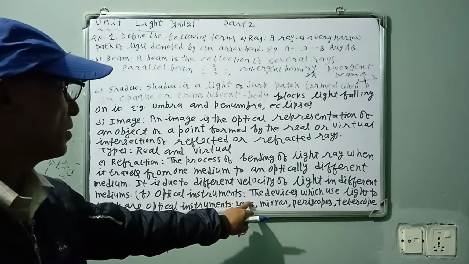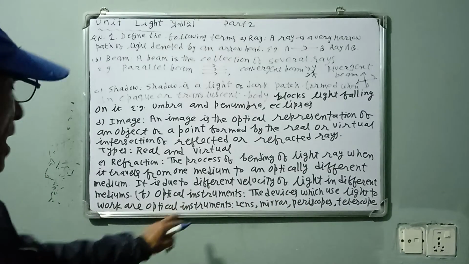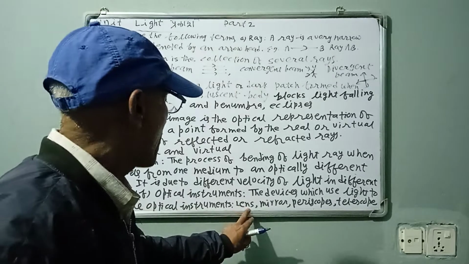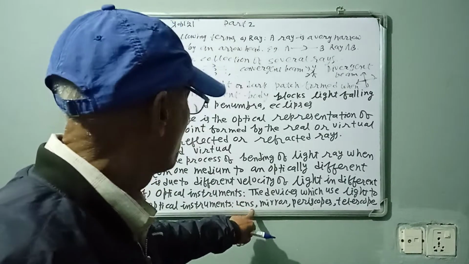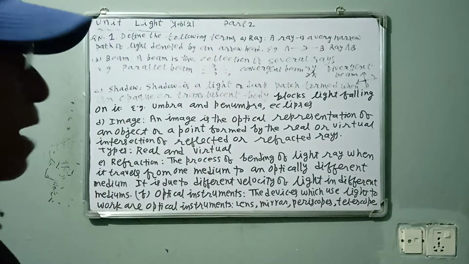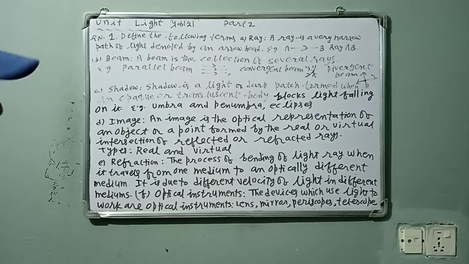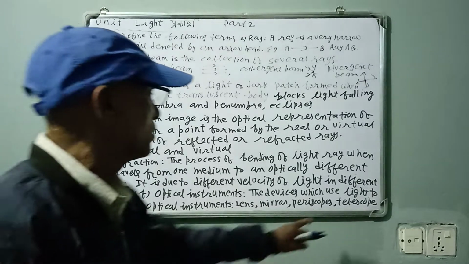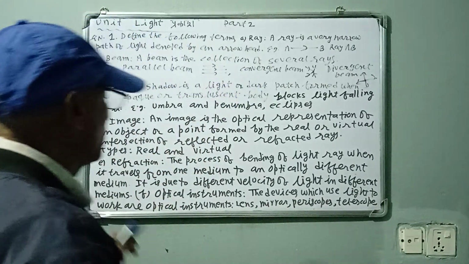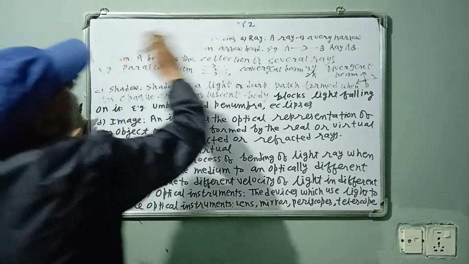Optical instruments: the devices which use light to work are called optical instruments. Here actually lens and mirror also, but they are generally used. Like periscope, telescope, microscope, binoculars, etc. are some optical instruments. Another instrument is kaleidoscope. They are very important optical instruments.